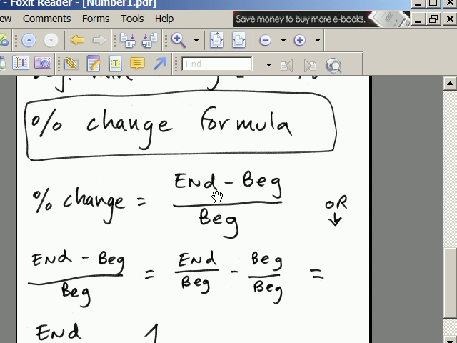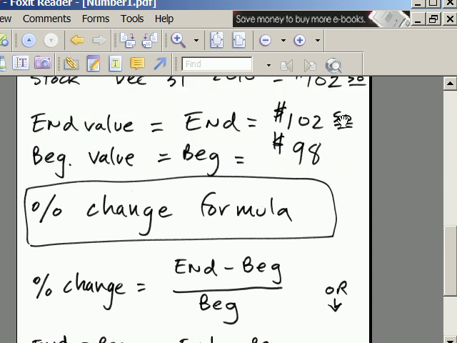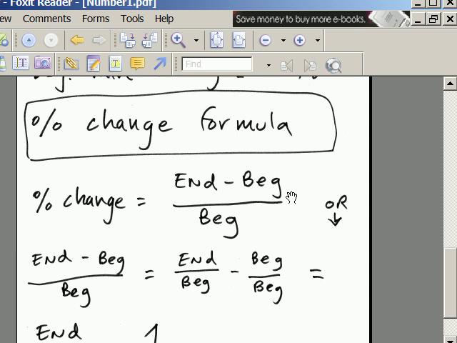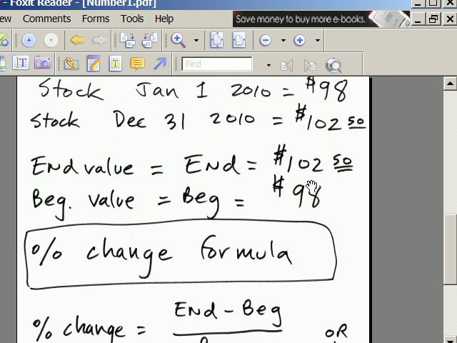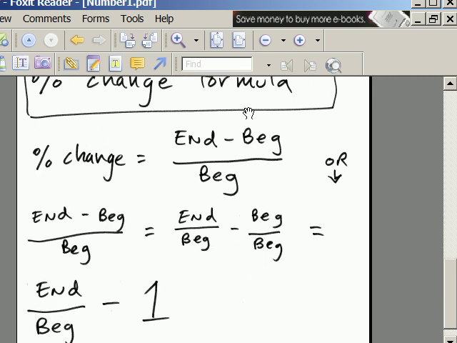But if you know the number 1 trick, we can change this. But here it is. You take the end minus begin, which just gives us the difference, right? 102.50 minus 98. That's the change. It went up, right? If it went down, it would be negative, and it would indicate a reduction in value. But there it is. That's the change in the numerator, and you divide it by the begin amount. So in this case, it would be 102.50 minus 98, end minus begin, divided by 98, and that would tell us the percentage change.